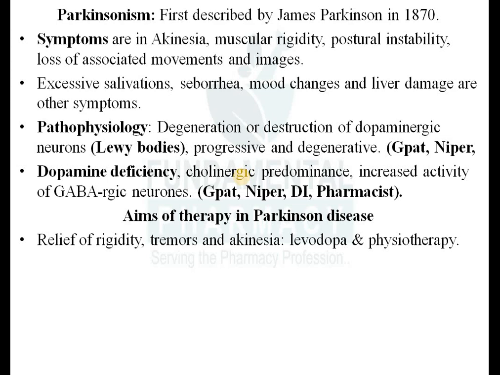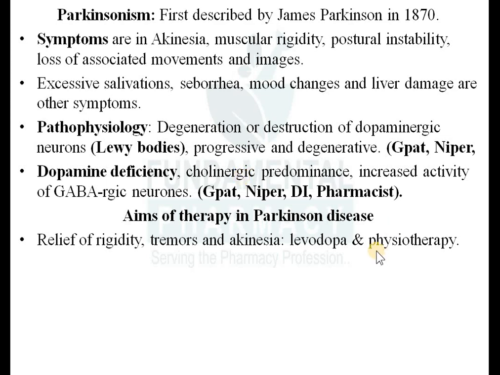So what will be your aims in the therapy of Parkinson disease? That is nothing but the relief of rigidity. जो मसल रिजिड हो गया है उसको रिलीव करो. कैसे? By giving the dopamine, and by giving the dopamine precursor. अगर वो इफेक्टिव नहीं है तो बाद में आपको मसल रिलैक्सेंट यूज करना पड़ेगा, बट मसल रिलैक्सेंट यूज करने की नौबत नहीं आती है. So relief of rigidity, tremors and akinesia. Akinesia means loss of muscle strength. Tremors means involuntary contraction of muscles, and rigidity means stiffness of muscle. मसल स्टिफ हो जाएगा, वो फ्लेक्सिबल नहीं रहेगा. That is muscle rigidity.